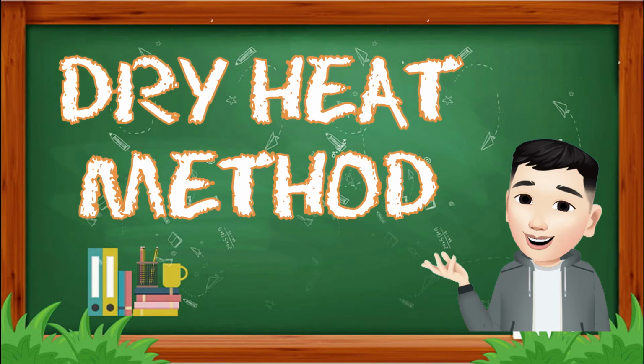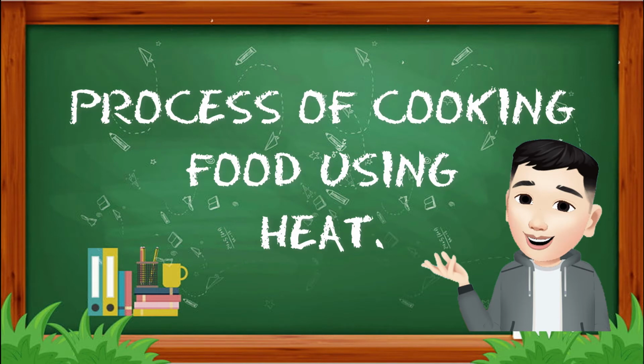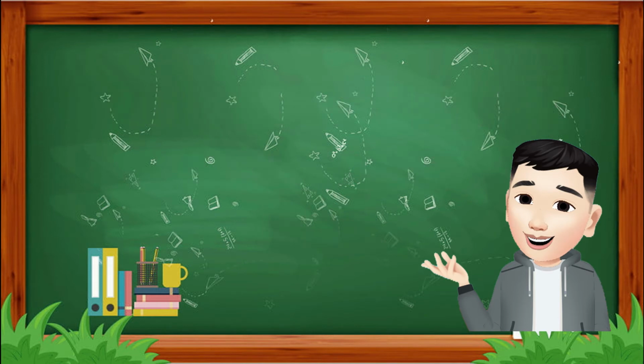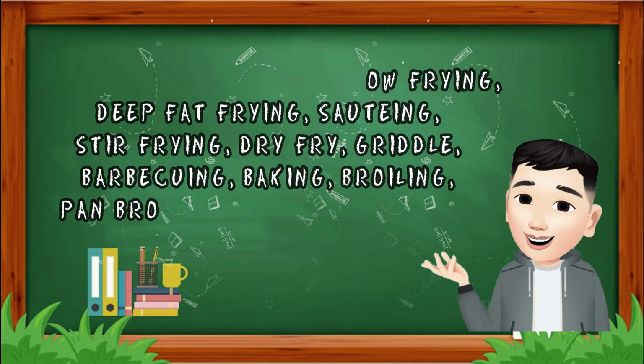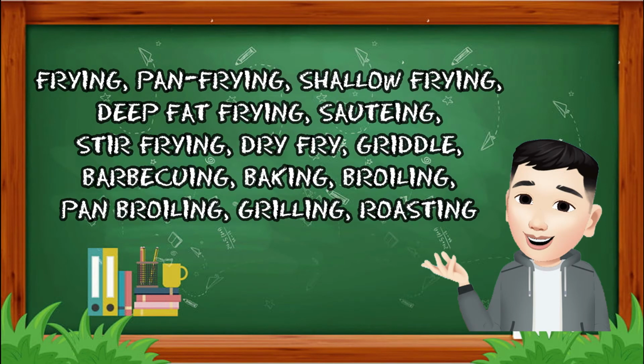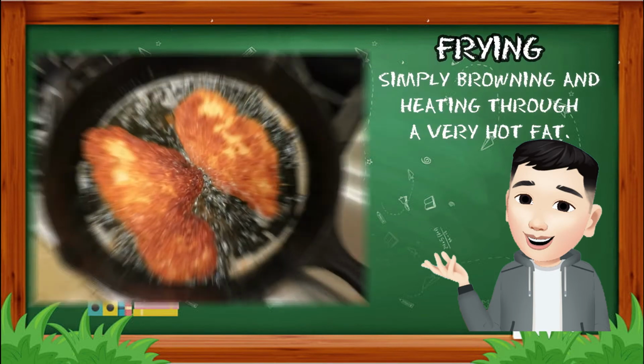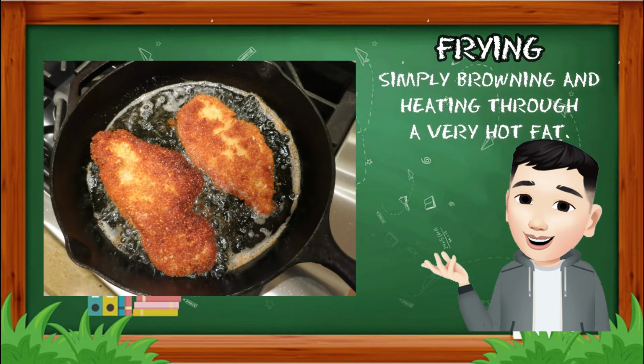And now, let us discuss the dry heat method. It is a process of cooking food using heat. Examples of these are frying, pan frying, shallow frying, deep fat frying, sautéing, stir frying, dry fry, griddle, barbecuing, baking, broiling, pan broiling, grilling, and roasting. Frying is simply browning and heating through a very hot fat.